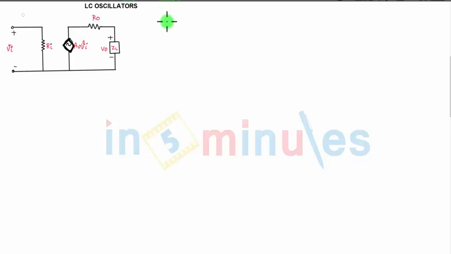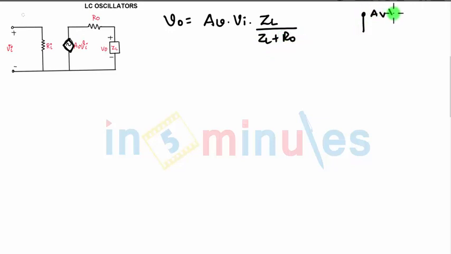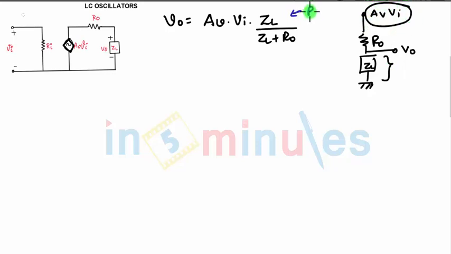Now I can write the output voltage VO as AV into VI into ZL upon ZL plus RO. How? By potential divider rule. Total voltage I know, AV into VI. This is your resistance RO and the other resistance ZL. This is ground. I want the voltage at this point, VO, so it will be ZL upon ZL plus RO multiplied by the total voltage AV into VI. So this I got by the potential divider rule.